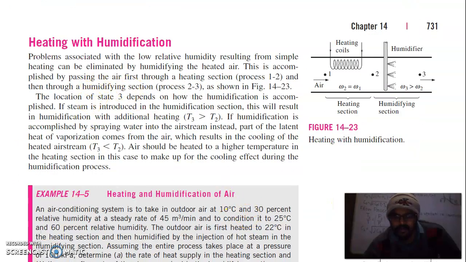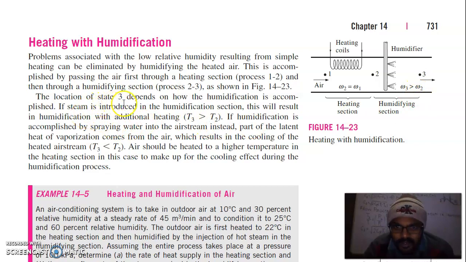Heating and humidification. So this is the heating coil; air comes in at inlet 1 and goes to 2. So this is the heating section here. In the humidifier you add some amount of water, and after adding this water, the specific humidity of air will increase from omega 3 to omega 2. So this is the humidifier section.